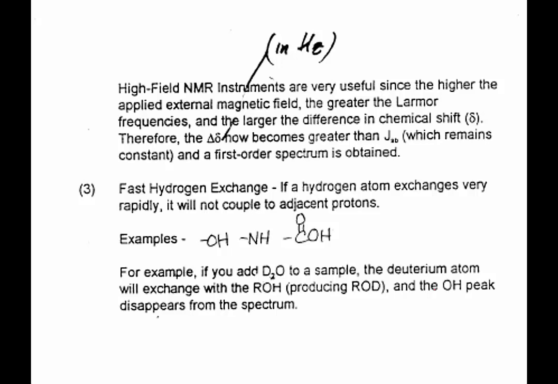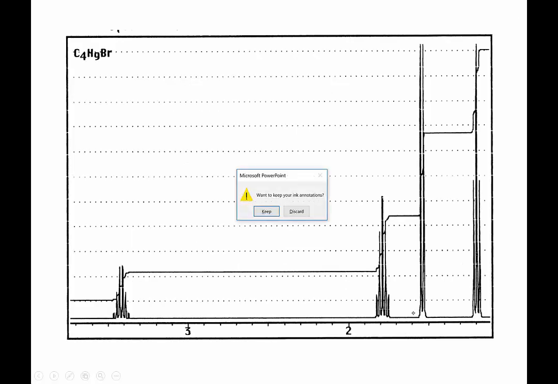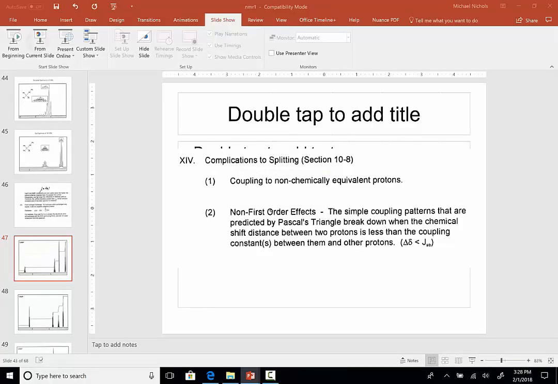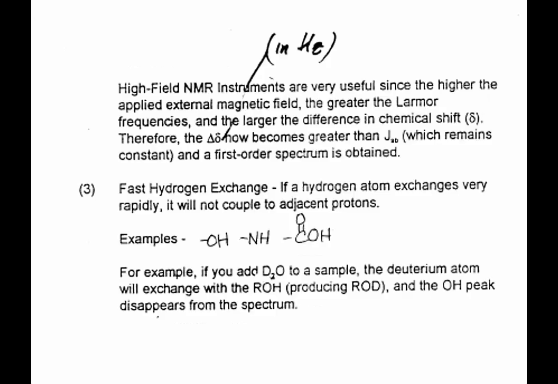What happens when you have an alcohol? What happens when you have an alcohol in solution is that the OH is hydrogen bonded to another OH. These molecules are constantly forming hydrogen bonds and then they're breaking apart.